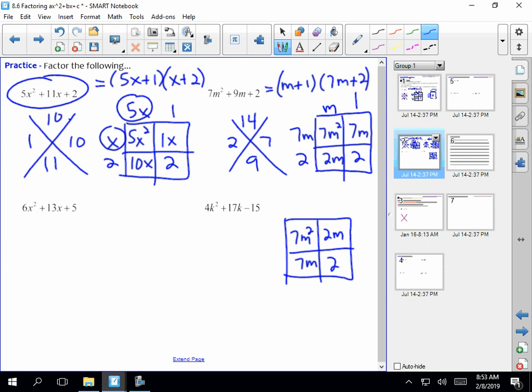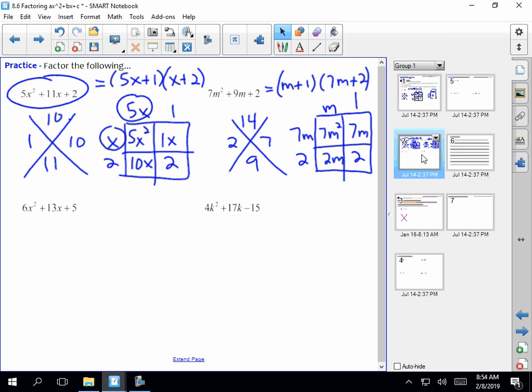So across this row, the GCF would be just m. Across this row, it would be just 1. Now with the columns, it's 7m and 2, and you can see they've just switched positions is all. Same factors, different positions. Because of the commutative property of multiplication that says 3 times 4 and 4 times 3 both equal 12, this is fine. So just be aware of that.